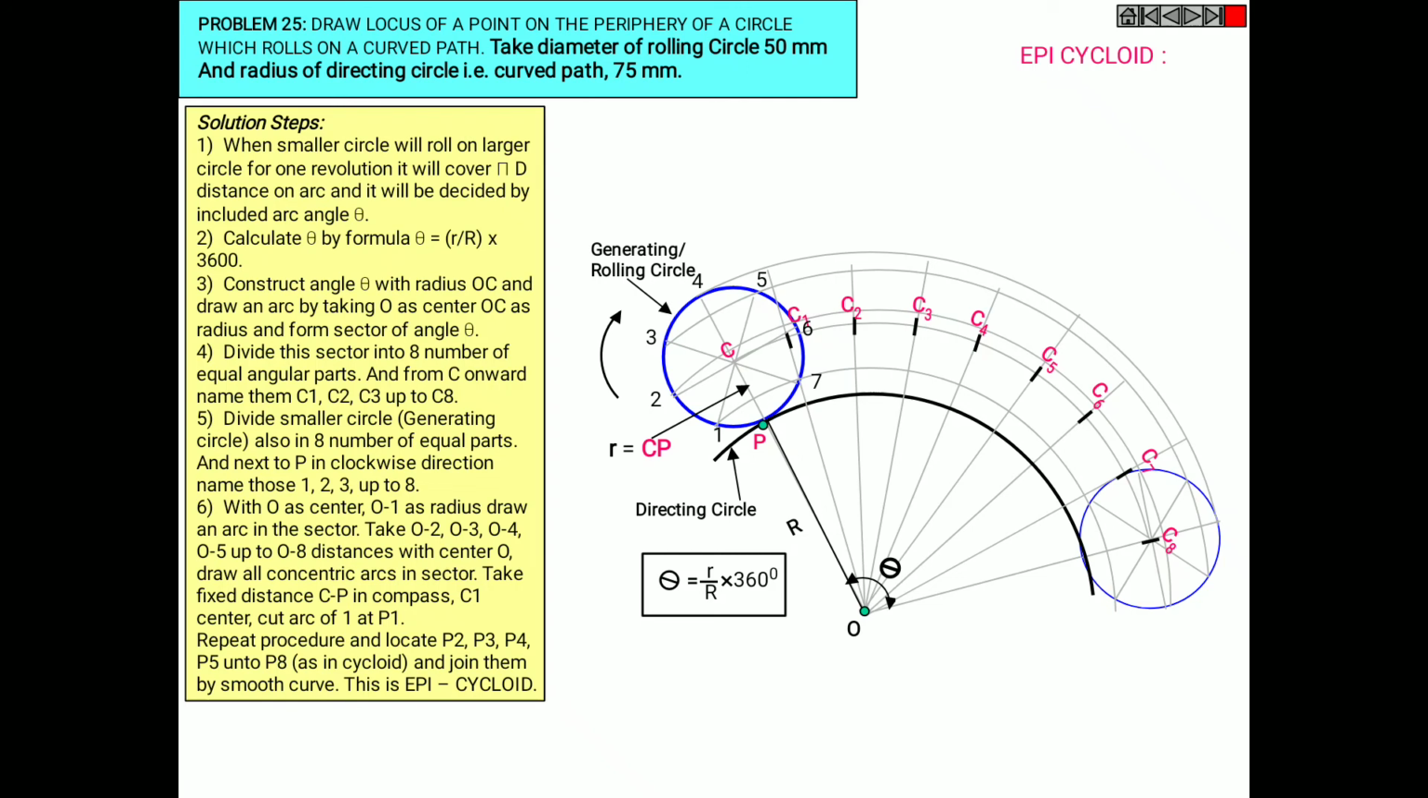So these are the centers C1, C2, C3 and so on to C8. Now with O to 1 as radius, draw an arc in the sector. Similarly O to 2 from C2, similarly O to 3 from C3 and so on up to C8.